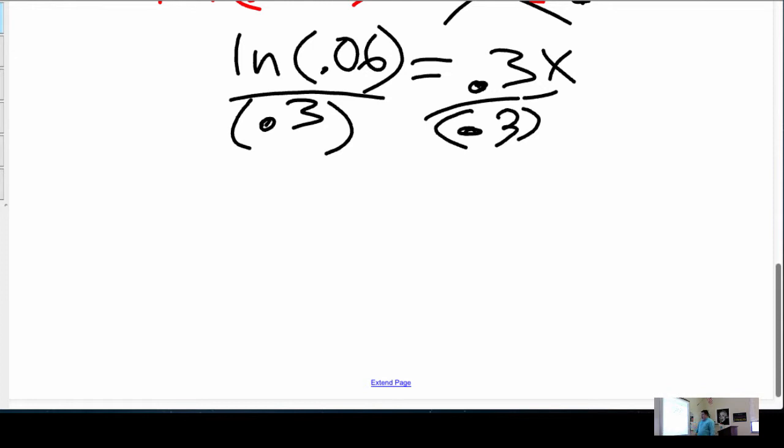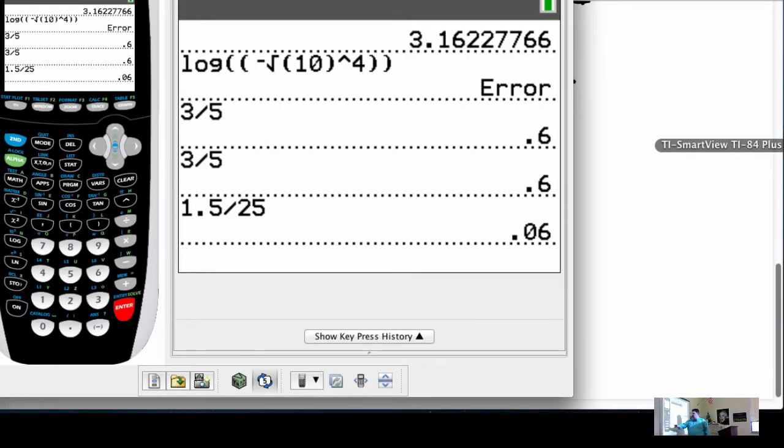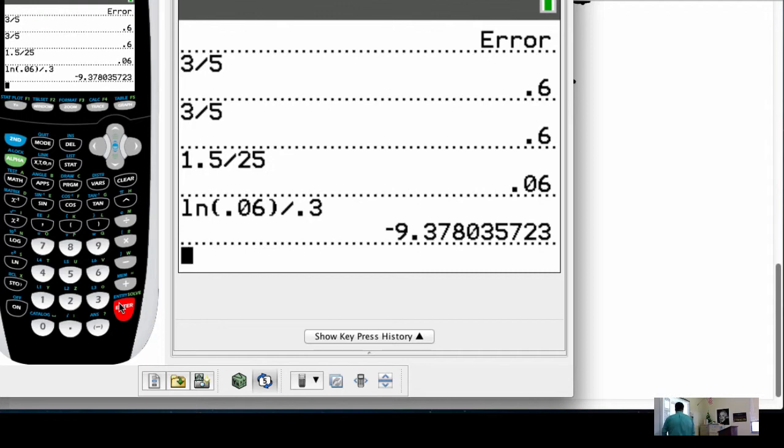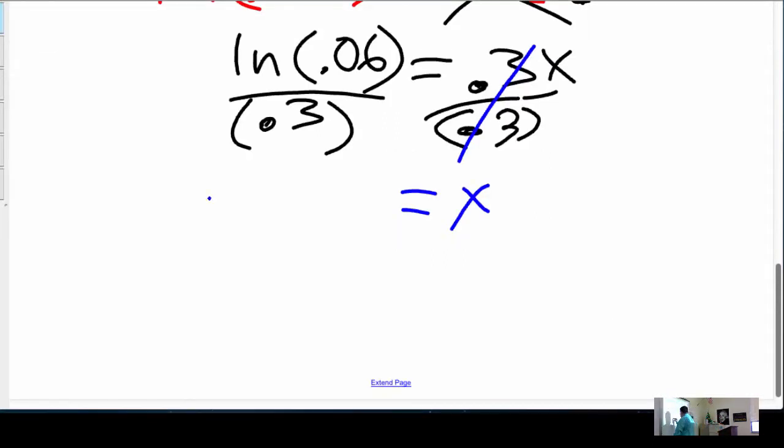So now let's do that in the calculator. These cancel, and I get x equals the natural log of 0.06 divided by 0.3. On my calculator, I hit the natural log of 0.06 divided by 0.3, and I get negative 9.378. Now, how could I verify that real quick on the calculator?